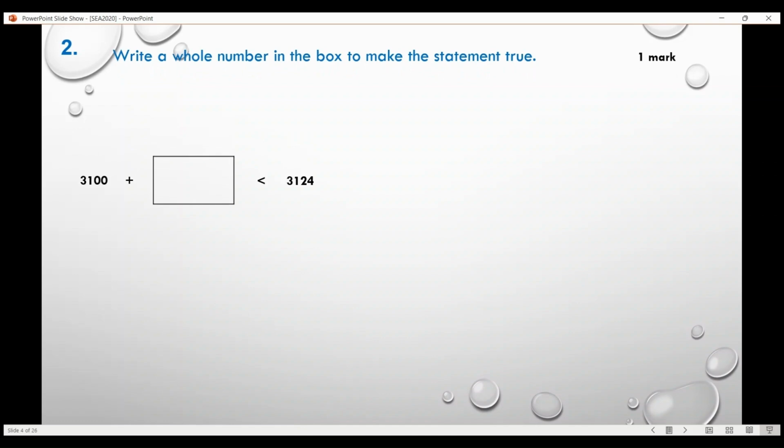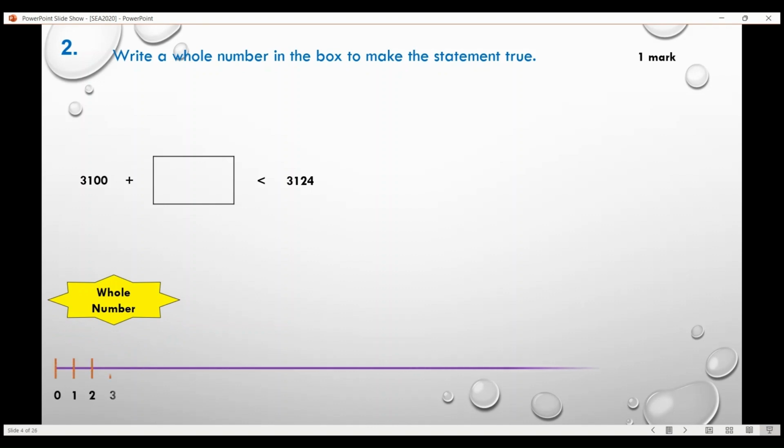So let's recap 2 things. First of all, what is a whole number? If we consider whole numbers, we can bring it up using a number line where we see that it starts at the number 0, and then it continues 1, 2, 3, 4, 5, and so on. Those are our whole numbers. So the question is asking us to write a whole number in that box so that the statement is true.